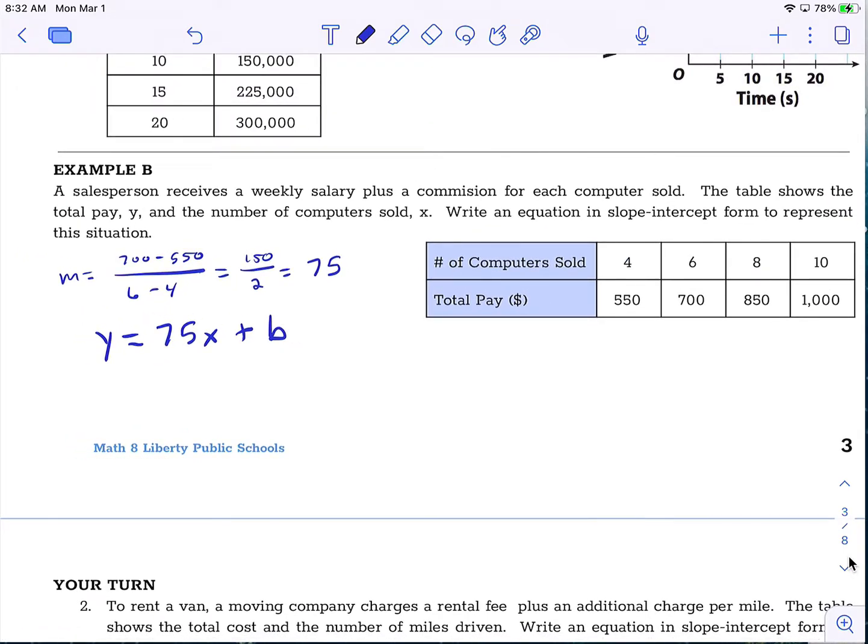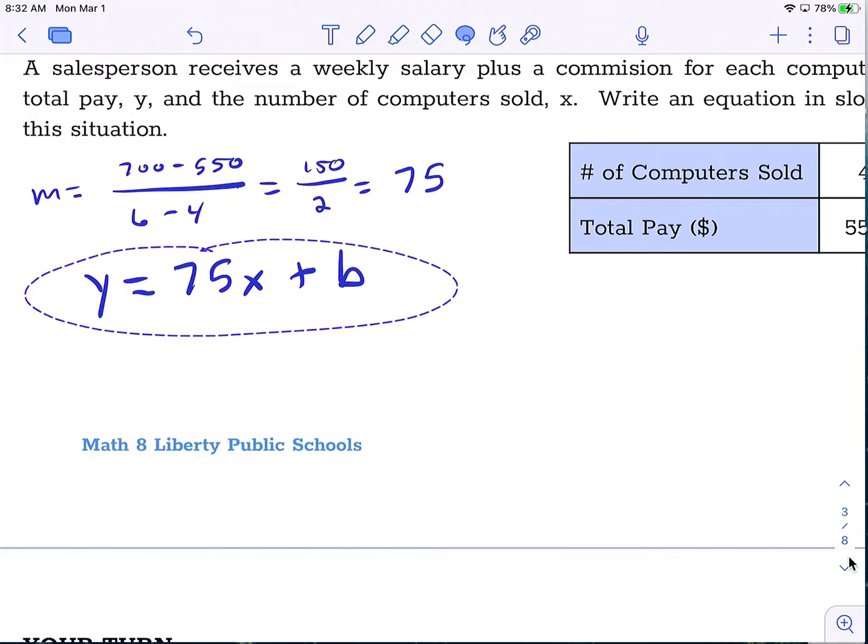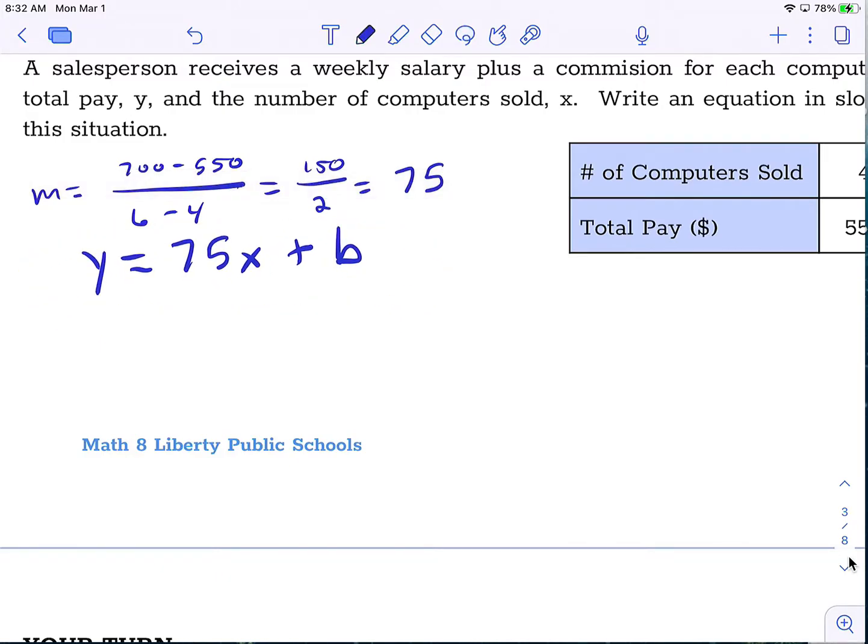Here's what I'm going to do. I'm going to take any one of these 4 points. It doesn't matter which one I pick, but like I've always done, I'm kind of lazy. I like to use numbers that are easy to work with, so I'm going to pick the first one because the numbers are the smallest. I'm going to plug both of those numbers in. I'm going to put 550 in for y, and 4 in for x, and I still have my plus b.